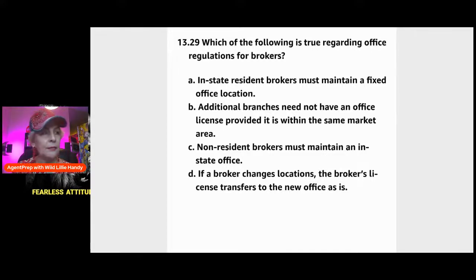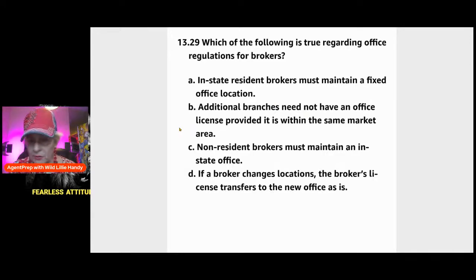So the answer is A. In-state resident brokers must maintain a fixed office location. So then you might ask, how do cloud-based companies do it? We do have a local address. Every state has a local address, either at the capital or in the main metropolitan city. So we do have a local address. So in-state resident brokers must maintain a fixed office location.